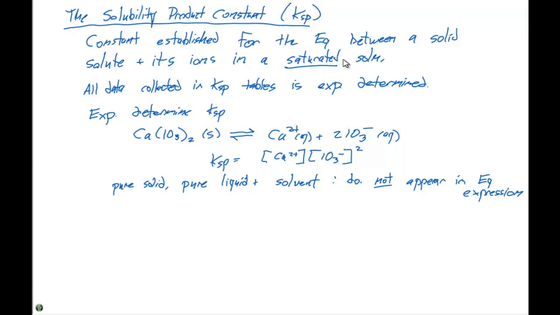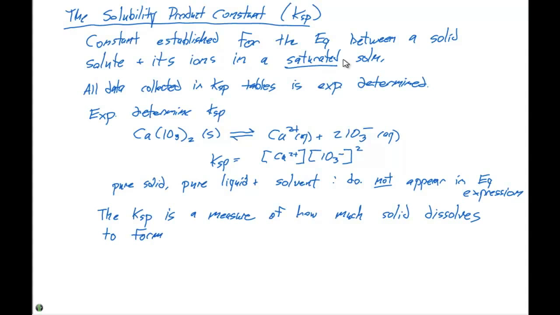So one of these things that we can say is the KSP is a measure of how much solid dissolves to form a saturated solution. Notice I keep saying the saturated solution part. KSP is an equilibrium constant, and at equilibrium, our solution is going to be saturated. That's what we're defining as our equilibrium point.